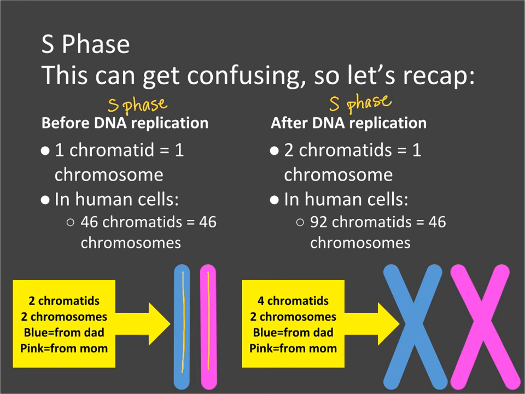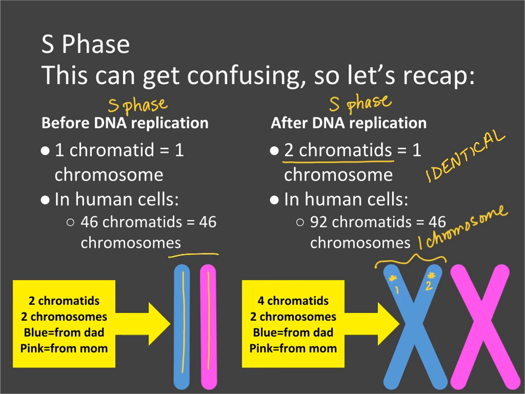And that's because each chromosome is now made up of two sister chromatids. So this is still considered one chromosome, but it's made up of two sister chromatids. Now, these sister chromatids are identical, and that's because one arm is literally an exact copy of the other arm. So each one of these chromatids is identical.